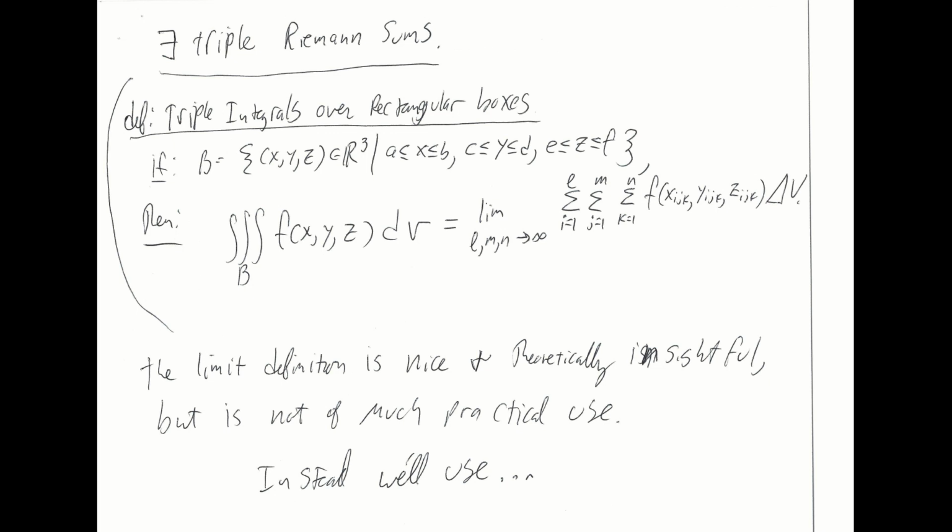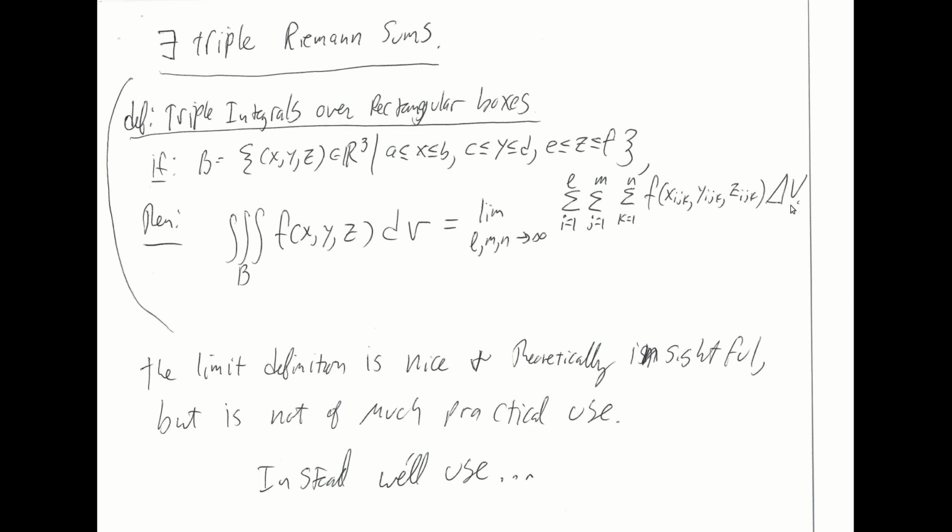So you're taking your region, your rectangular box B, you're dividing it up into a bunch of sub-rectangular boxes now. Instead of, as we did when we thought about double integrals, taking rectangles and dividing them into sub-rectangles, now we're taking a rectangular box and dividing it up into sub-rectangular boxes.